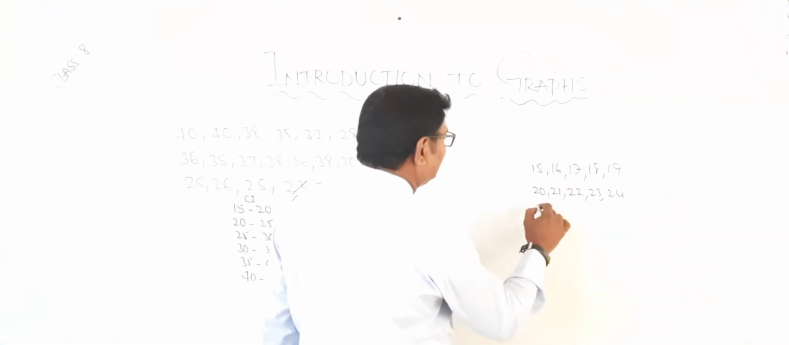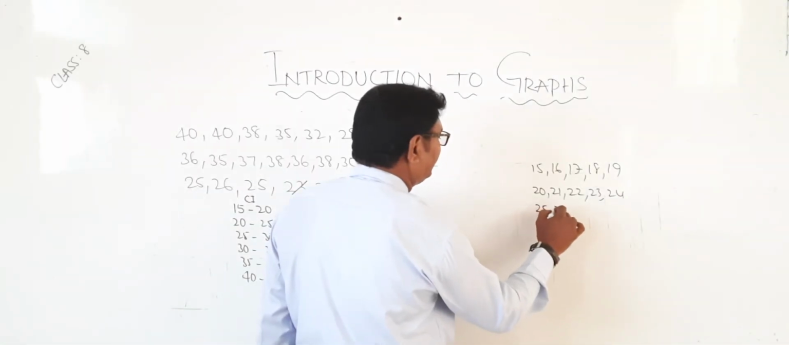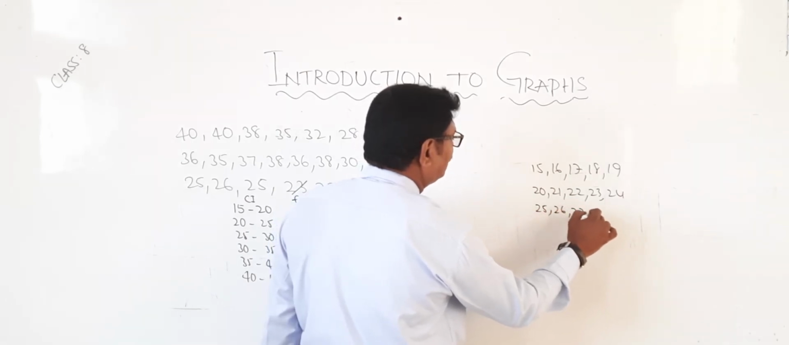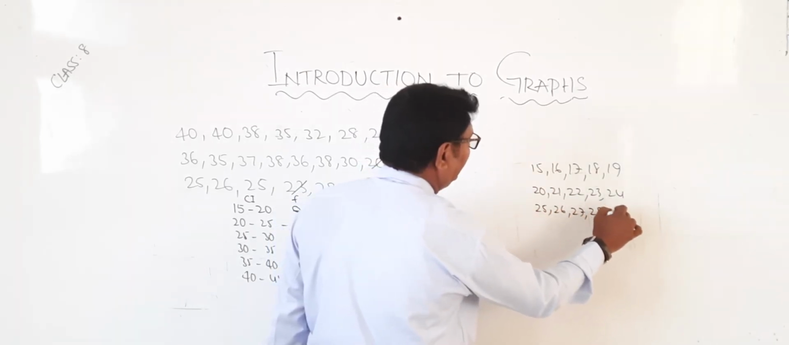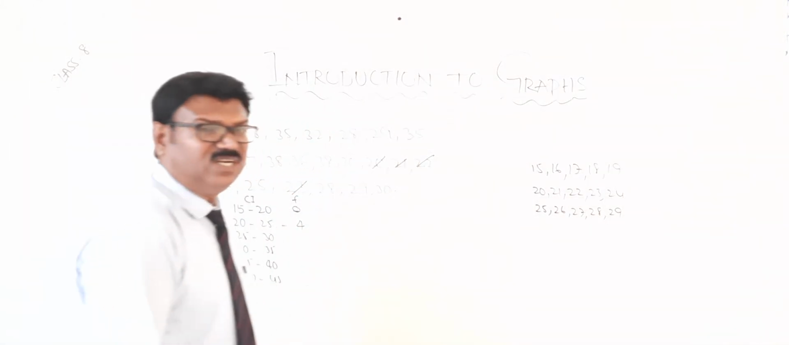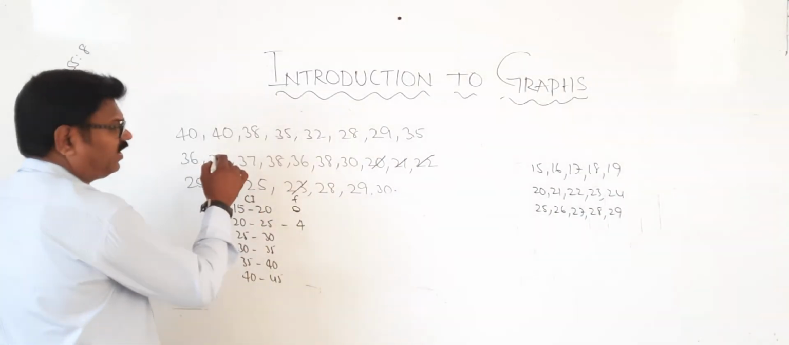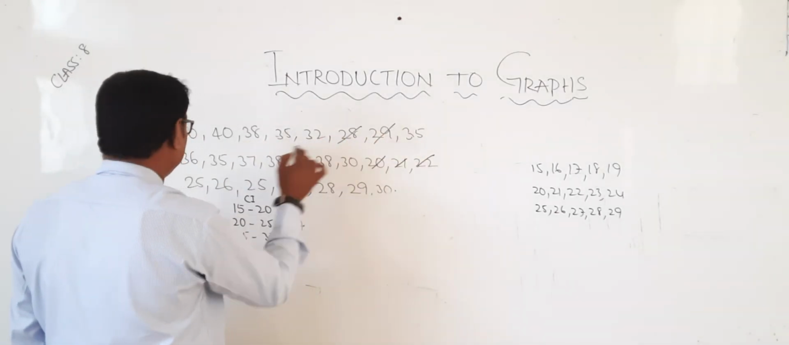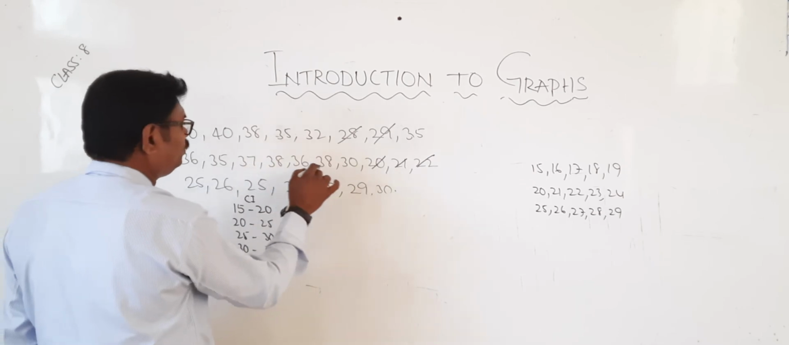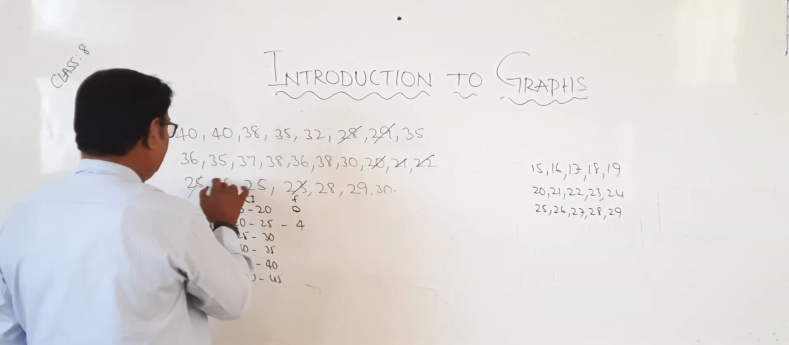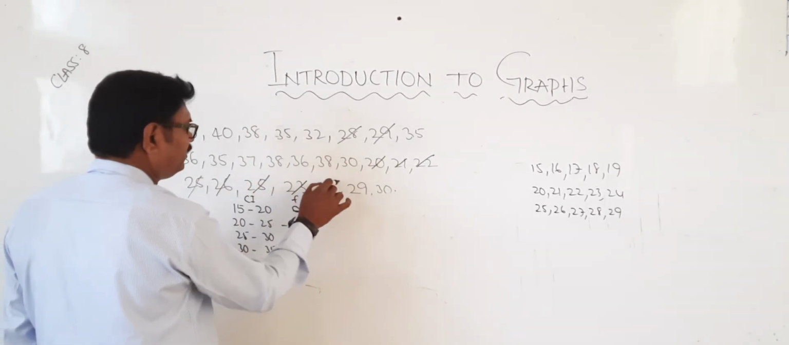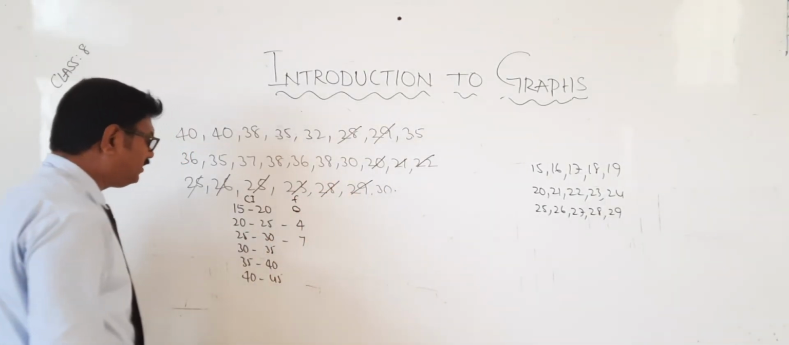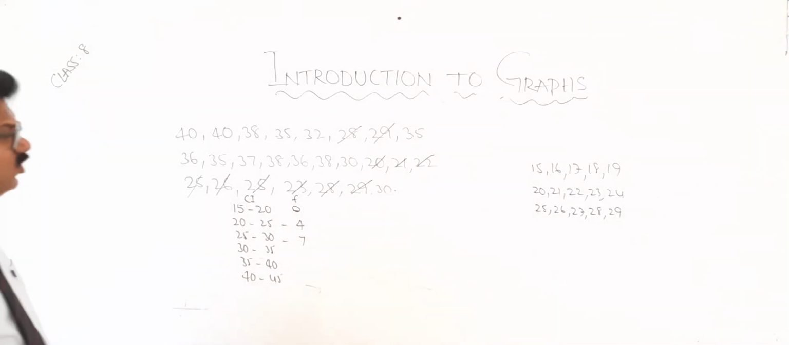Next, 25 to 30. 25 to 30 means the numbers will be 25, 26, 27, 28 and 29. 30 will not come in the picture. Okay na? Now 25 to 29. Yes. 1, 2, 3, 4, 5, 6 and 7. That's all. 7 numbers.